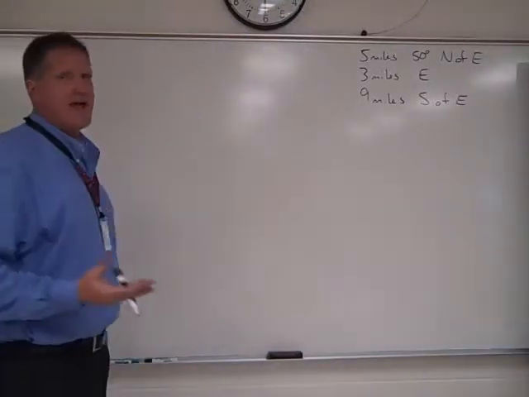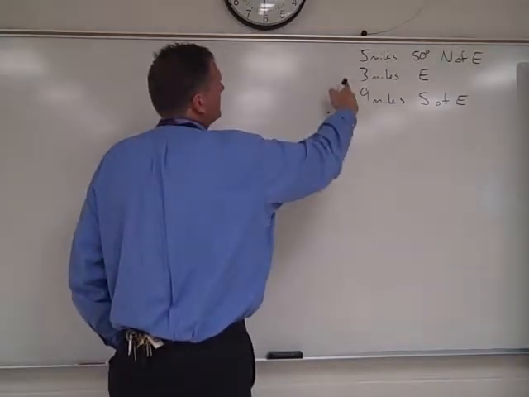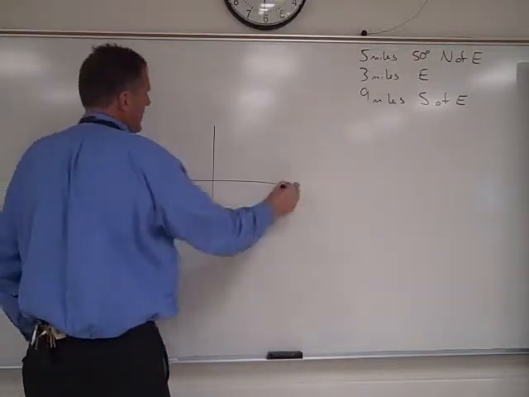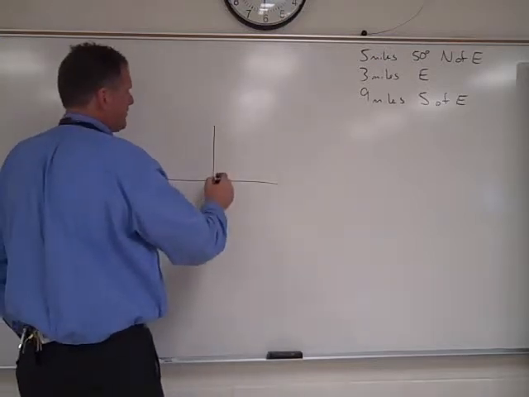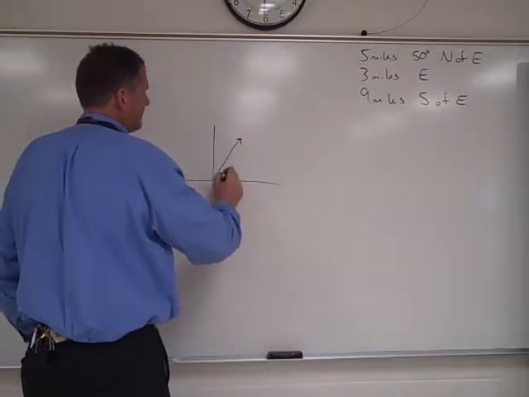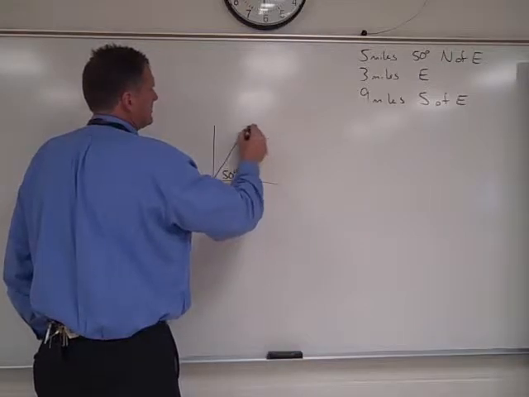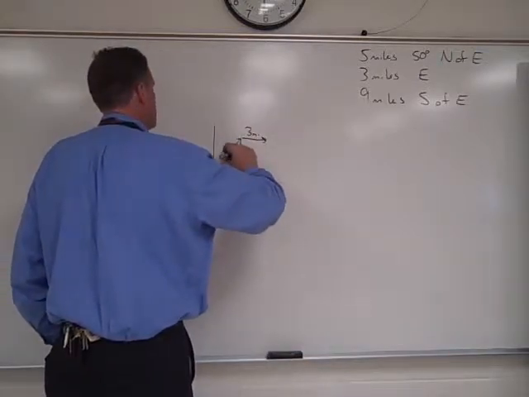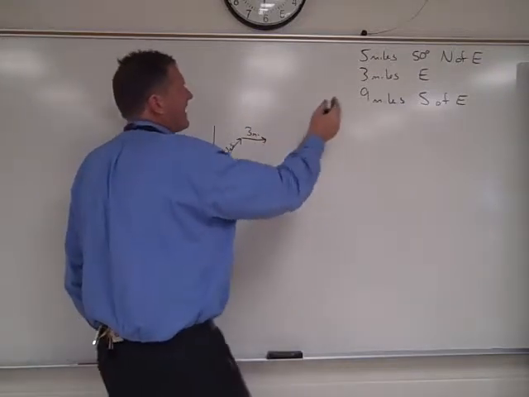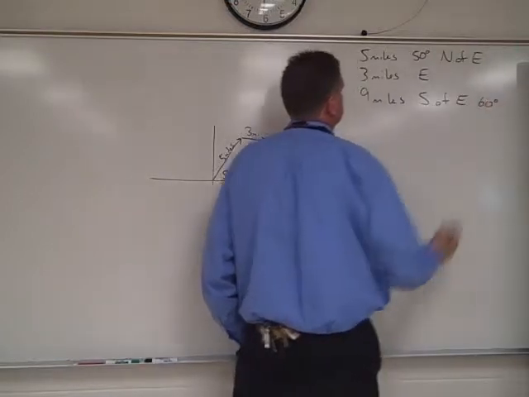Quick review on how to add vectors. Let's draw what happens here. A person drives 5 miles, 3 miles, and 9 miles at different directions. So I'm going to draw an XY axis, a north-south axis. A person drives 5 miles at 50 degrees. Then they drive 3 miles east, and then they drive 9 miles south of east, let's say at 60 degrees.